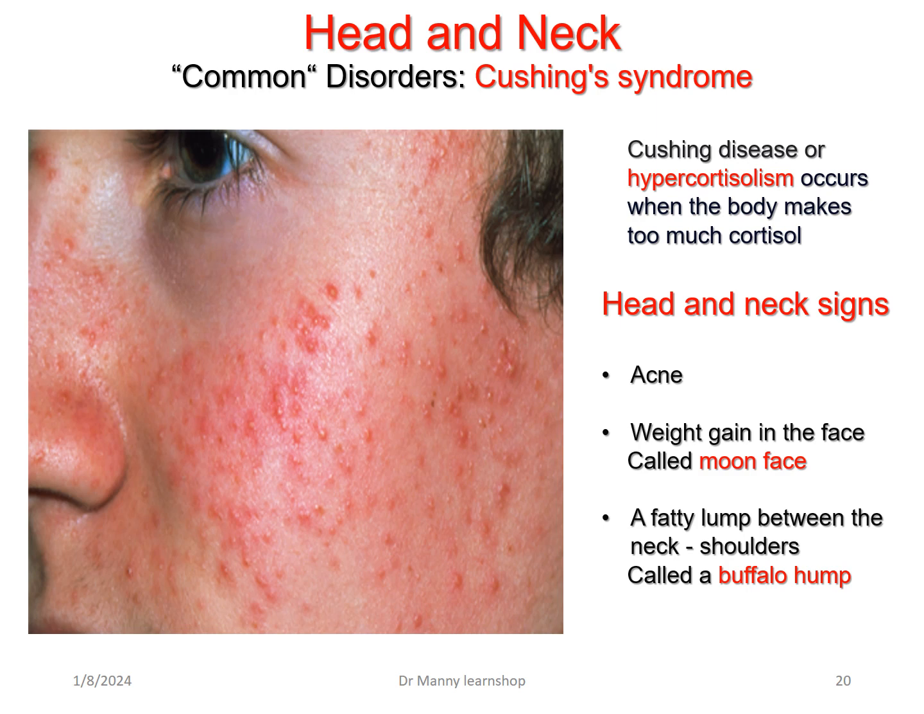Another common disorder related to the head and neck could be Cushing's syndrome, which occurs as a result of hypercortisolism, and this is when the body makes too much cortisol. And this can result in skin disorders such as acne or weight gain, noticeable in the head as a moon face, and certainly in the neck and shoulders, a fatty lump that occurs called a buffalo hump.